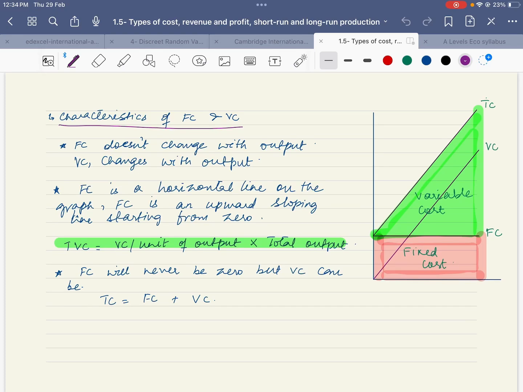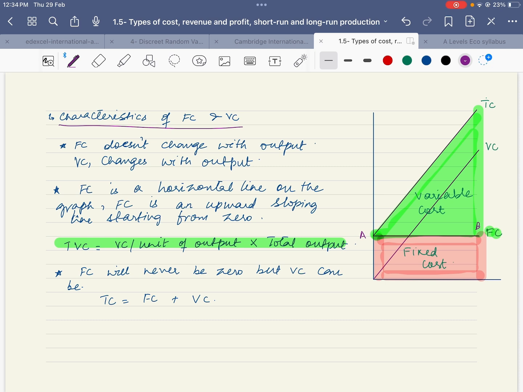There are two types of cost in the short run: fixed cost and variable costs. Fixed costs do not change with output. For example, rent. Even if there is zero output, there is rent that the firm has to pay, and it is expressed by a horizontal line on the graph.